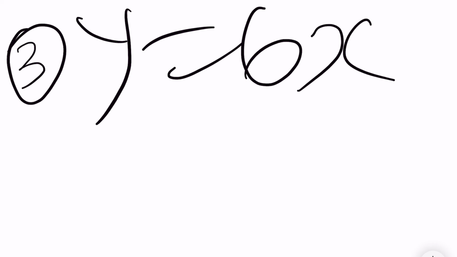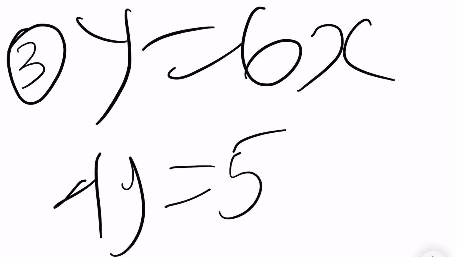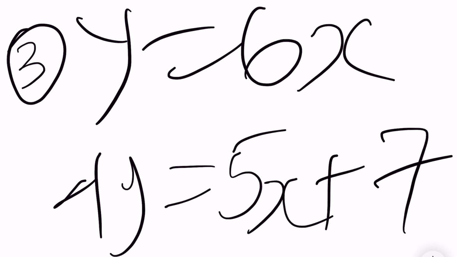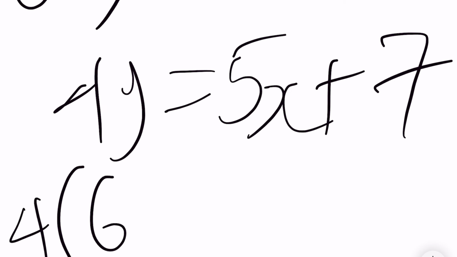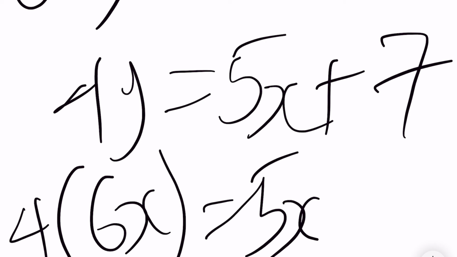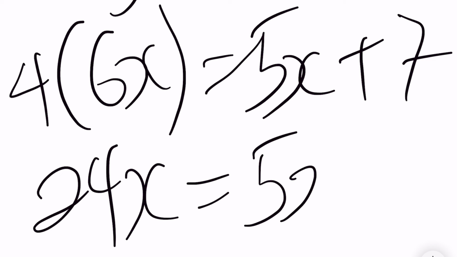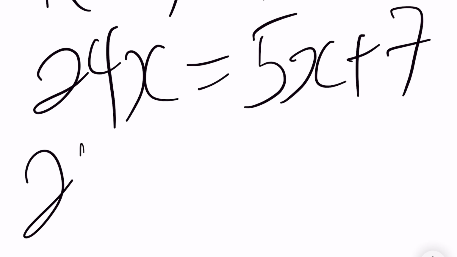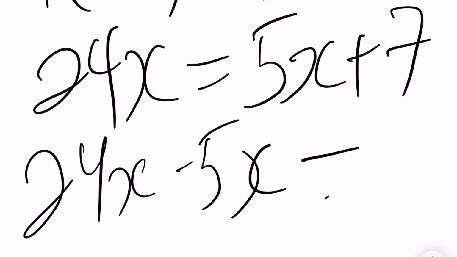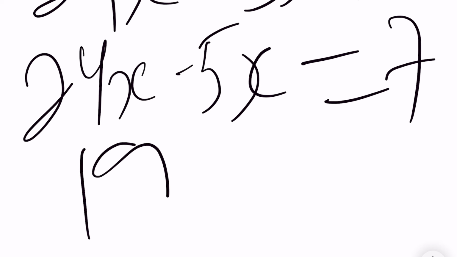For the third question, we have y to be 6x, and we have 4y to be 5x plus 7. So we already have our y, just input it into our second equation. So we have 4 times 6x, that's 5x plus 7. We have 24x to be 5x plus 7. We have 24x minus 5x to be 7. We have 19x to be 7. We have x to be 7 over 19.